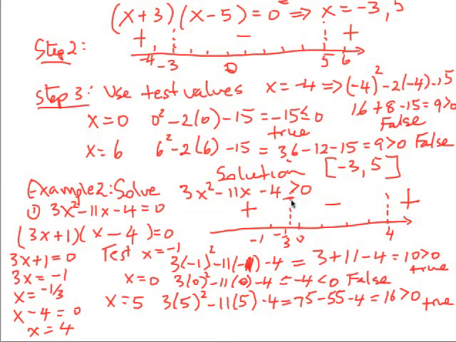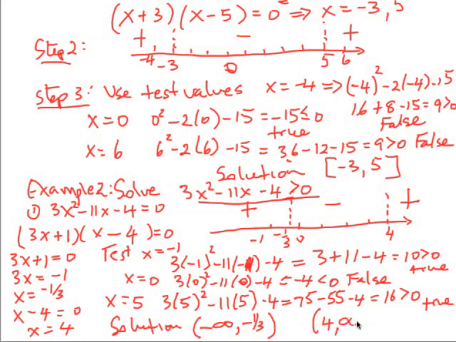So when I'm looking for it to be positive, here's our solution: negative infinity to negative 1/3. Now we're not including 1/3 because this is greater than, so it's a round parenthesis. And of course we'd have from 4, not including 4, to infinity. We join those together by this symbol, which means union, join together. So it's this particular interval plus this interval, and that would be our solution.